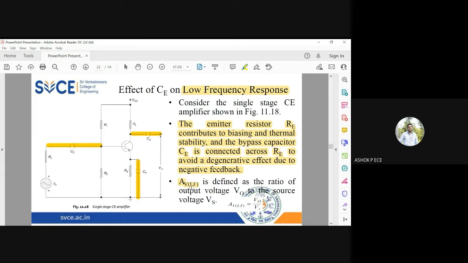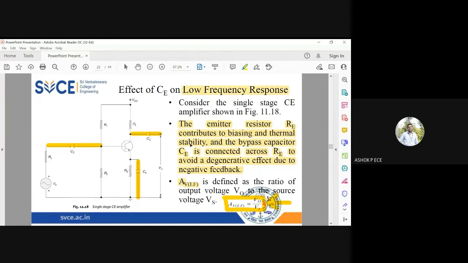So AVLF is defined as, voltage gain is output voltage by input voltage. So AVLF equal to V naught by Vs. So this is the expression for output voltage gain of the common emitter amplifier. Now we are going to derive what is V naught, what is Vs, substitute in this equation and find the ratio, and we are going to find what is the voltage gain in the low frequency region.